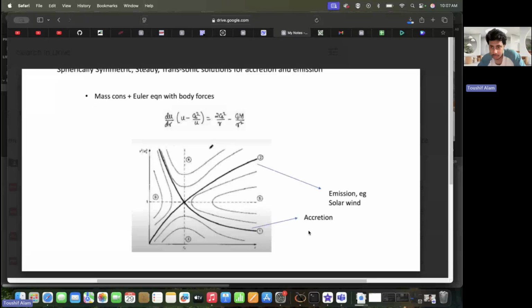This is the emission, the solar wind emission, and this is the accretion. If it starts from here, it will go directly there. But if it starts from here, it will wander and act like this.